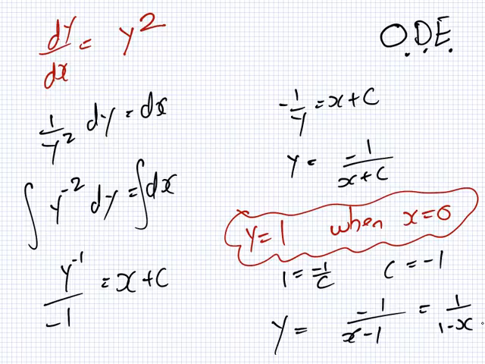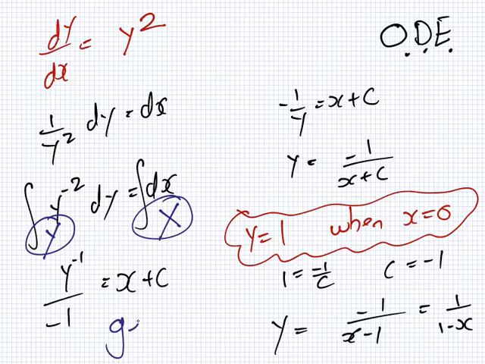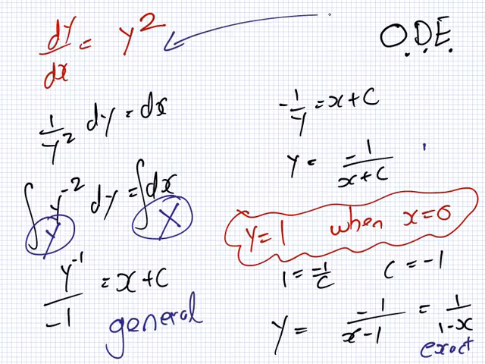Usually you want it like this: x is on the right, y is on the left. This is called the general answer, and this one here is the exact answer. And this here is called the ODE. I'll do 2 more and then we'll finish, okay?